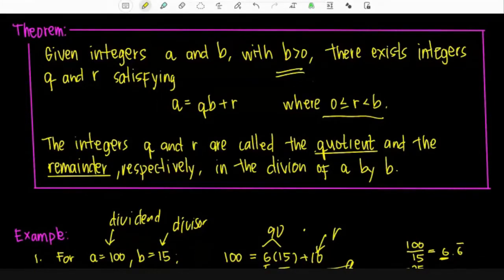First, there must exist Q and R satisfying such equation, A equals QB plus R. And another, actually, this Q and R are unique. Aside from these two existing, unique siya. So let me add that. So it's unique integers Q and R. Ibig sabihin, there's no other possible values of Q and R that will satisfy.